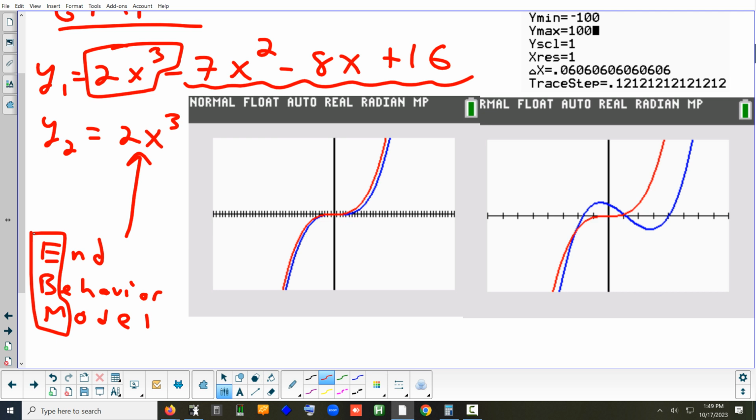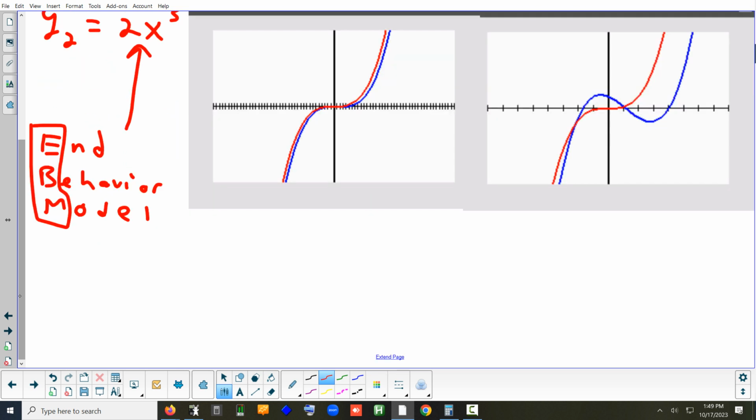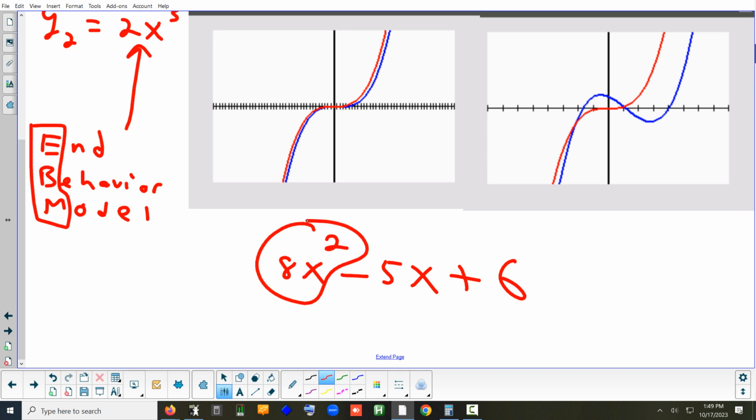Any question on that idea? So what would be the EBM of this? 8x squared minus 5x plus 6. 8x squared. If you graph 8x squared and then you graph this original in the same window and you zoom out enough, they're going to look exactly the same. So this is called the end behavior model. Right, that's the only thing we had to know going into this section.